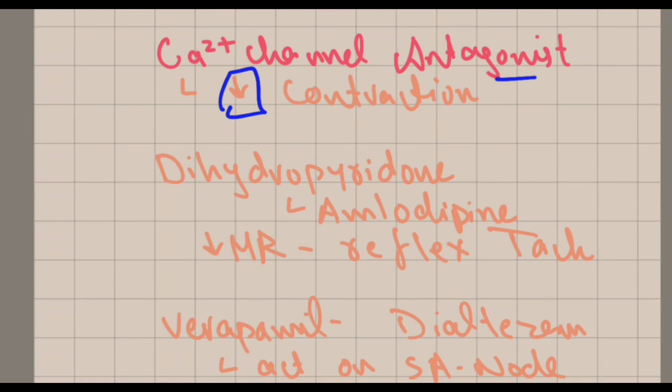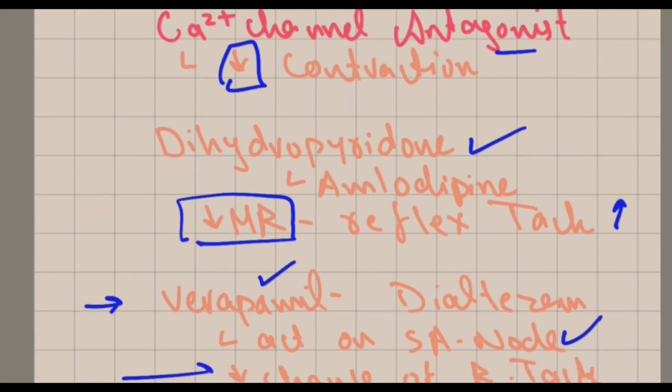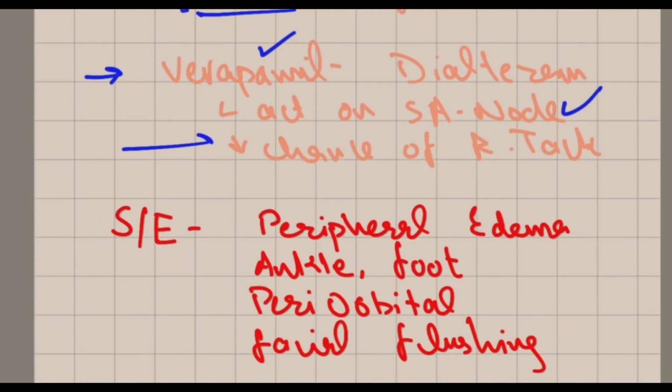Decrease in contraction will ease the angina, and they include dihydropyridines, such as amlodipine, which decreases the blood pressure, but has a side effect of causing reflex tachycardia. Then we have another category, verapamil and diltiazem, which act on the SA node and have fewer chances of reflex tachycardia, so they are preferable. They do have side effects which include peripheral edema in the ankle and foot, and periorbital edema. They can also cause facial flushing.